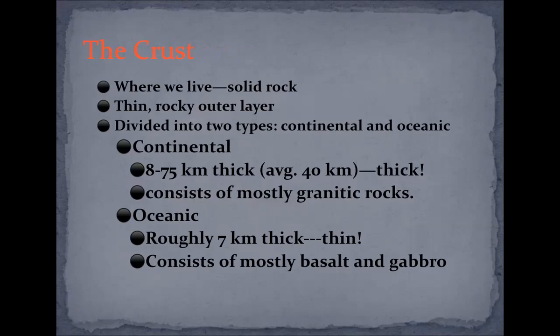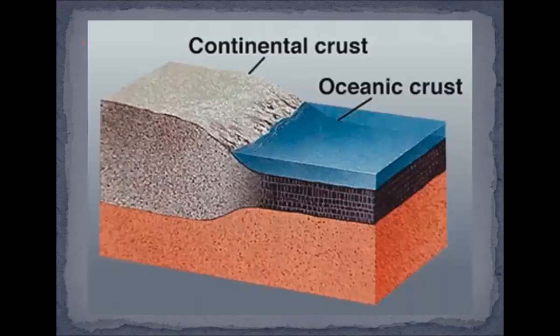Okay, it consists mostly of granitic rocks. We've seen this term a lot throughout these different lessons. Okay, next is the oceanic. This is roughly 7 kilometers thick. So this is very thin. So you need to know that the continental type is thick and the oceanic is thin. This consists mostly of basalt and gabbro. So here is a picture just to give you an idea. You've got continental on the left, dealing with land, and oceanic to the right, and that is dealing with our water.